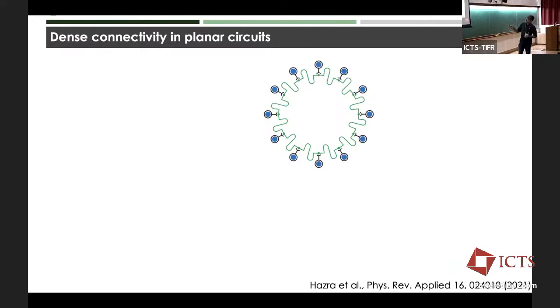What you're seeing here in green is a circular transmission line. So earlier I showed you transmission lines which are straight sections. Now this transmission line wraps around itself and creates a transmission line with a periodic boundary condition. You can think of this as a resonator with periodic boundary conditions. And these blue dots are the qubits which are distributed along the circumference and have some coupling to this transmission line.